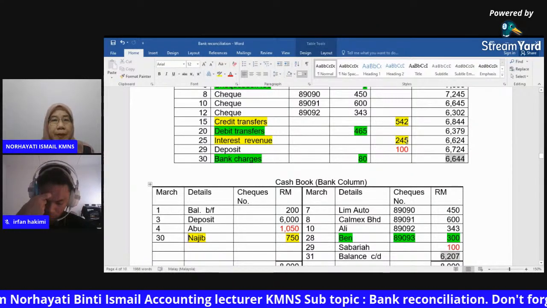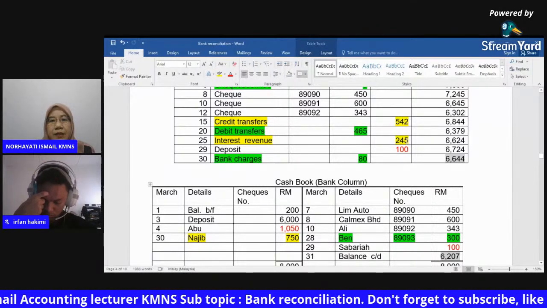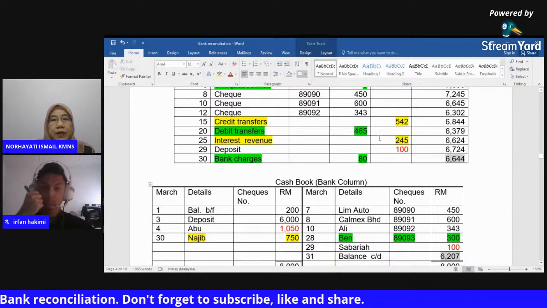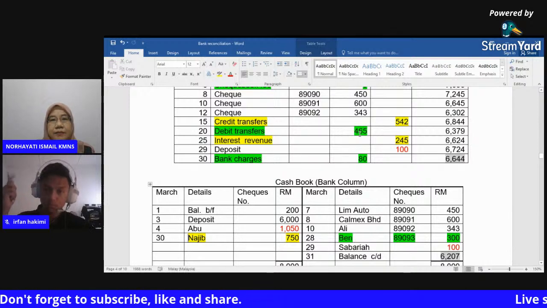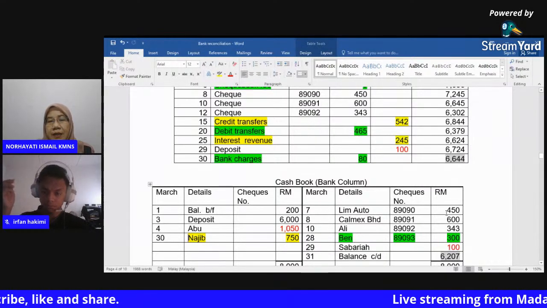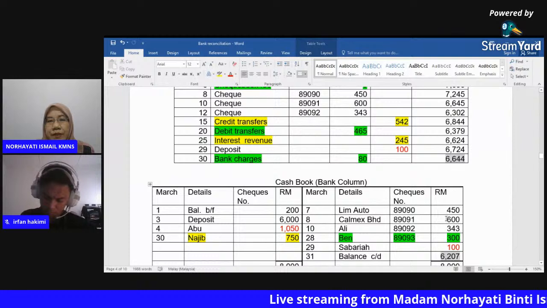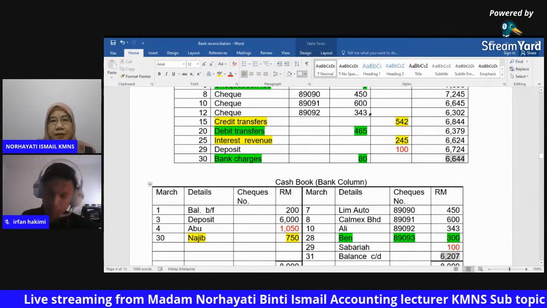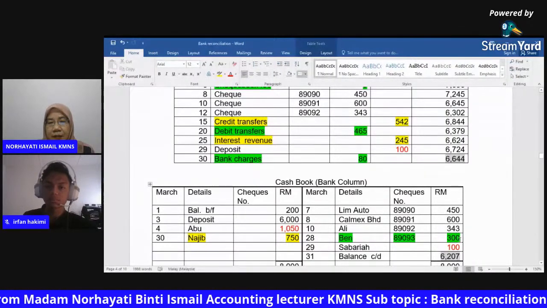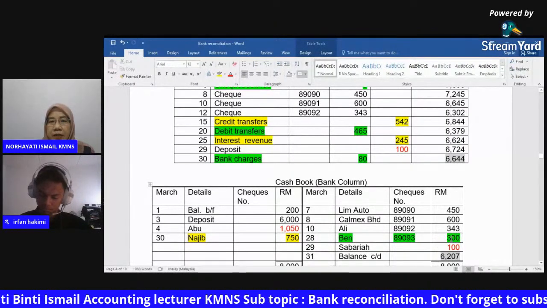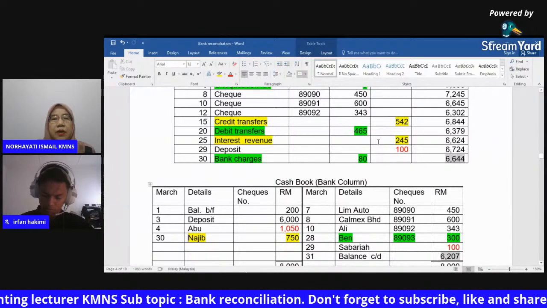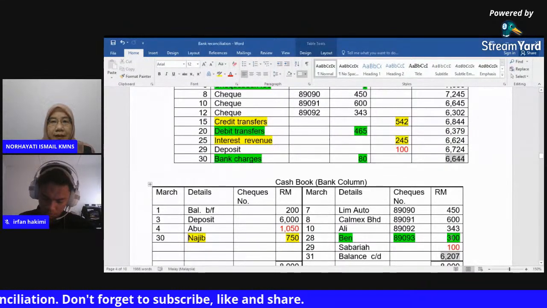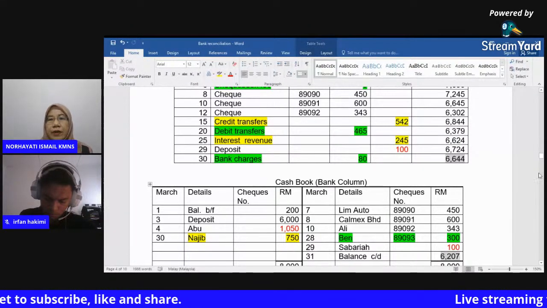Now we must compare in the third step the credit item in the cash book. We must compare with the debit item in the bank statement. So you can find out the amounts 450, 600, 343 match with the bank statement. So we find out this amount 300 had been recorded in the cash book but not recorded in the bank statement. This item we call outstanding check. And look at the bank statement.